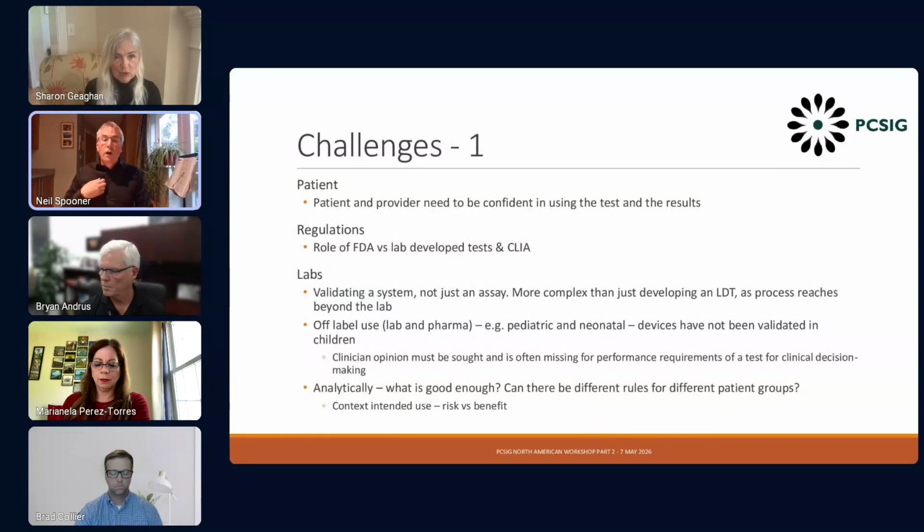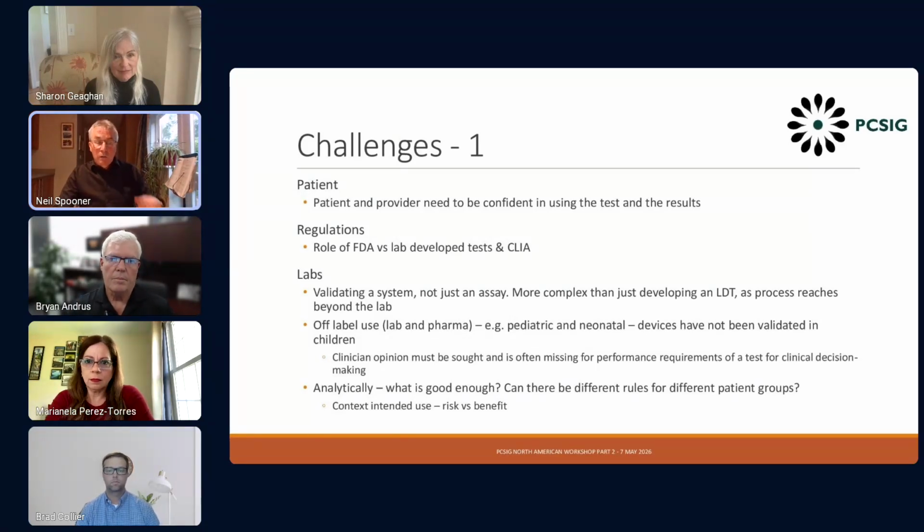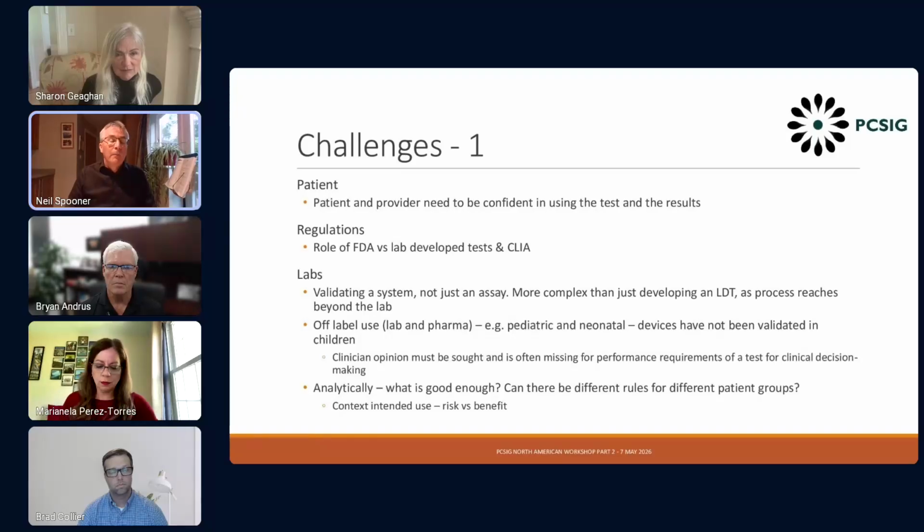So let's start on the challenges. I want to start really with the patient. Patient and provider need to be confident in using the tests and the results. So how do you raise that confidence that the patient can use these technologies and therefore we can generate good quality data that can be used by clinicians and others for decision making? What are the possible solutions to this concern about confidence in using the technology?